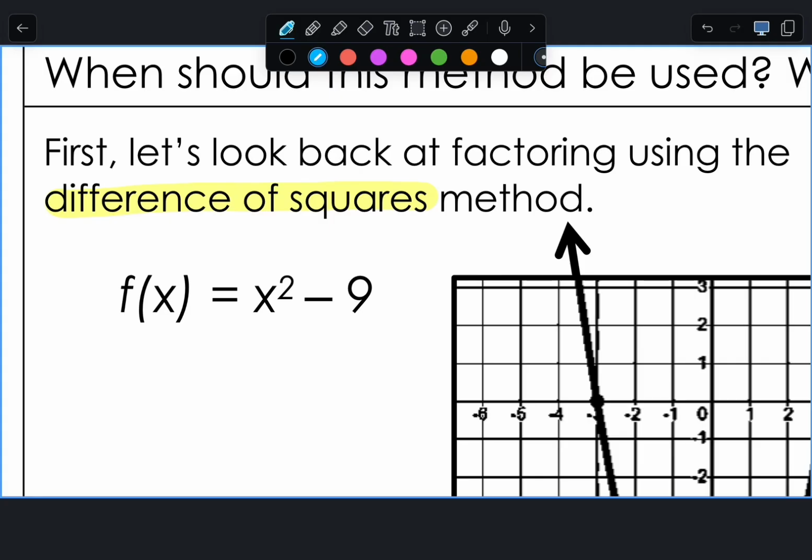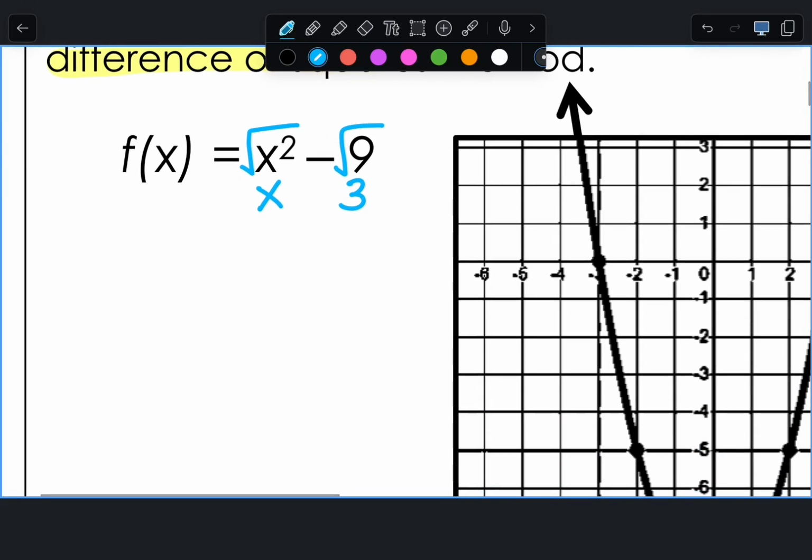You take the square root of both terms. The square root of x squared is x, and the square root of 9 is 3. So when you place that x and that 3 into your binomials, what's special about difference of squares?